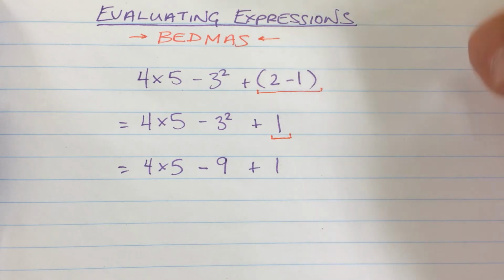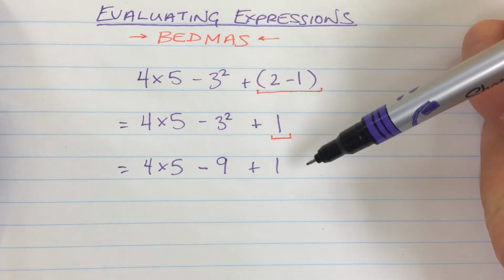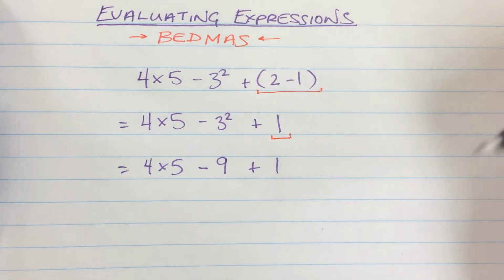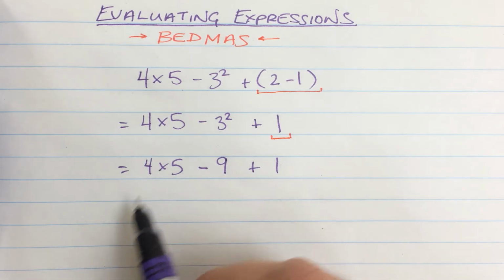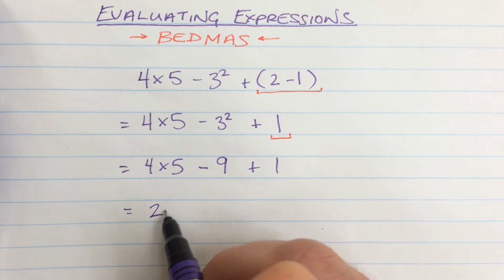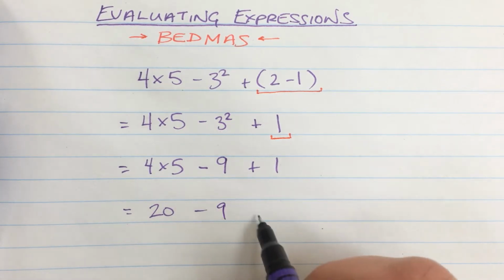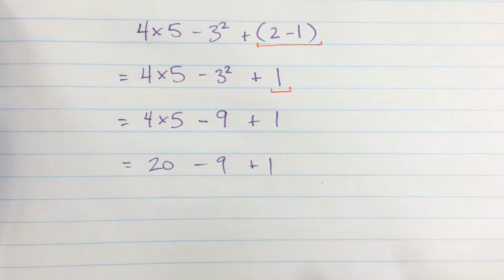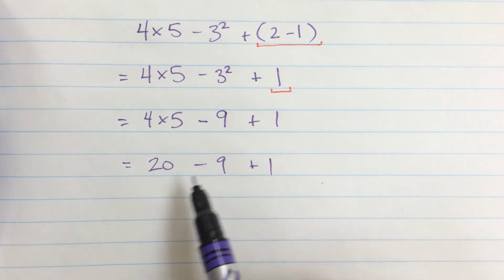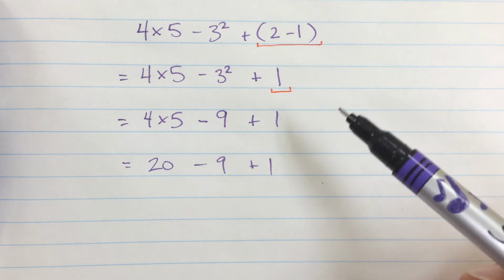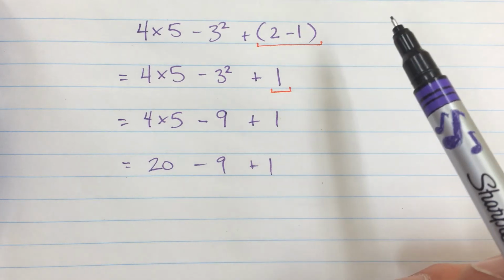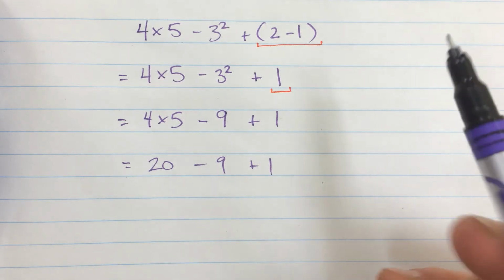Now, let's see. We've looked after all of our brackets. We've looked after all of our exponents. Now we take any division and multiplication inside of a term in the order they appear. Here I have a multiplication. That'll be 20. I still have my minus 9 and my plus 1. And now I have nothing left but addition and subtraction, and this is the last point that I want to make. It's really important that once you're here, the addition and subtraction happen in the order they appear.